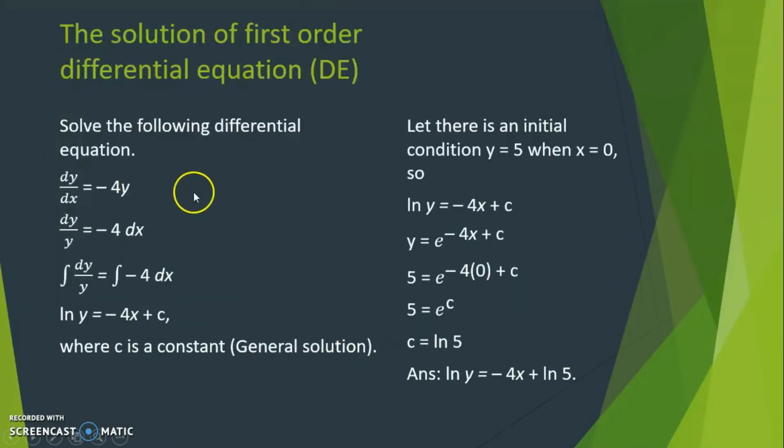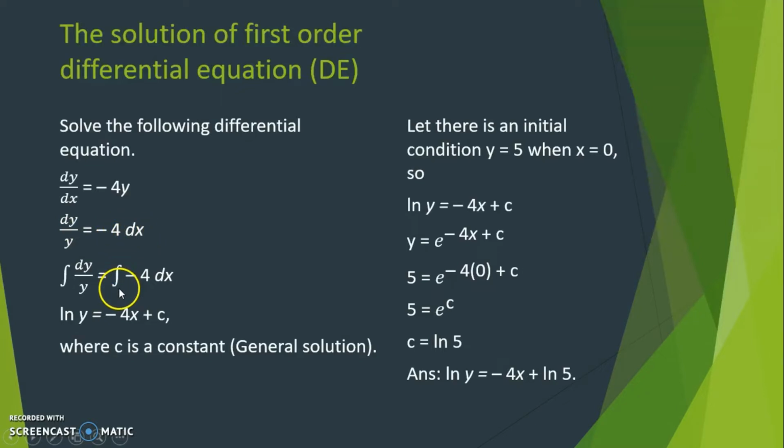Now we are looking at the solution of a first order differential equation. Given the question dy/dx is equal to negative 4y. For solving this differential equation, we move the variable y to the left hand side and x to the right hand side. So we will get dy over y equal to negative 4 dx.